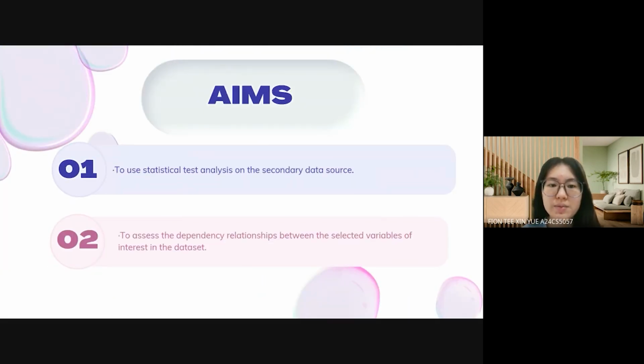Then we have two aims in this project. First is to use statistical test analysis on the secondary data source. And the second is to assess the dependency relationships between the selected variables of interest in the dataset.